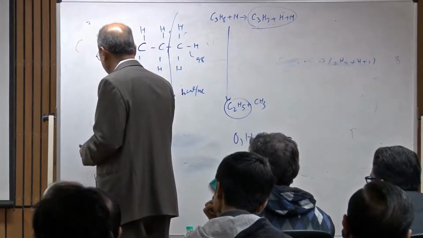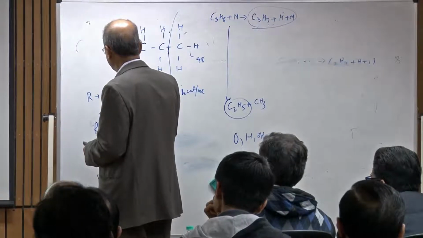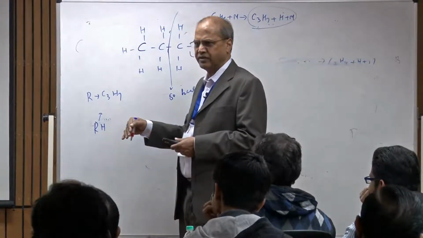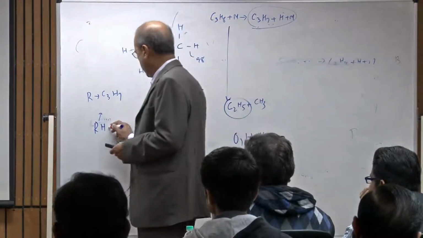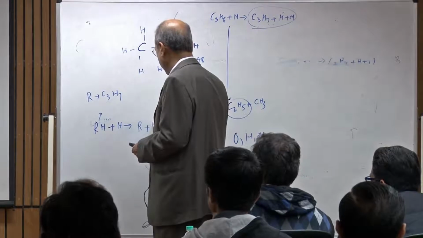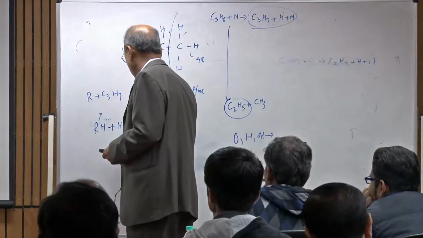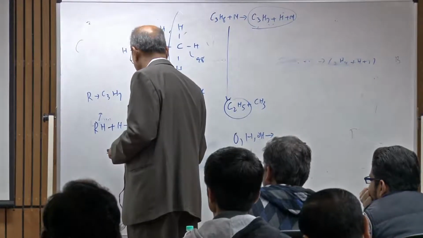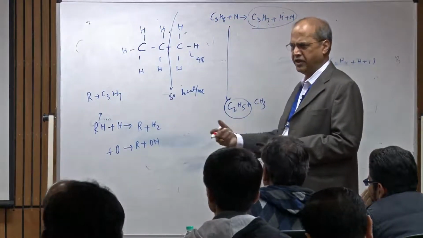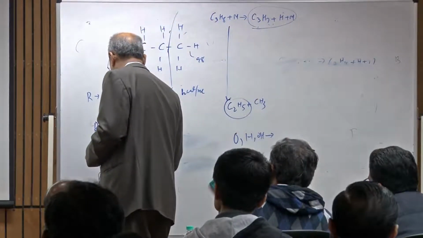So it is written as RH. So R for propane will be C3H7. So R is one H less. And if you react with H, it produces alkyl plus hydrogen. If it reacts with O, R plus OH. So basically, you are removing H atom from the fuel, or it can be with OH.